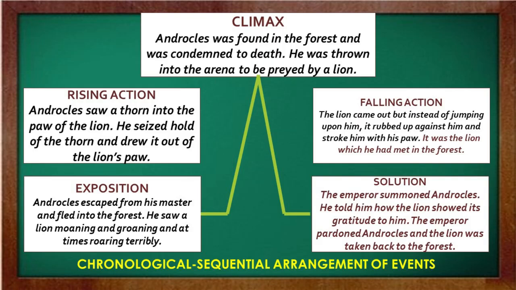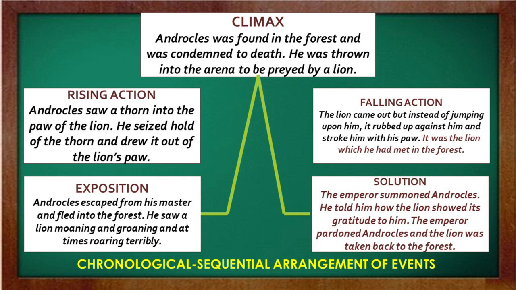Rising action. Androcles saw a thorn in the paw of the lion. He seized hold of the thorn and drew it out of the lion's paw. Climax. Androcles was found in the forest and was condemned to death. He was thrown into the arena to be preyed upon by a lion.